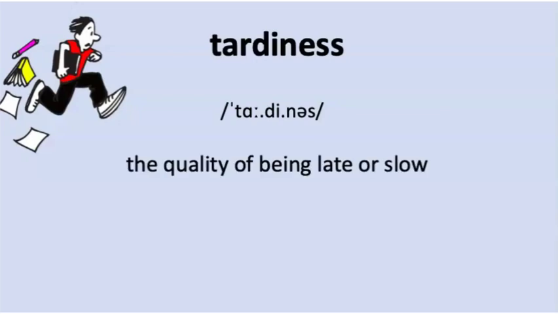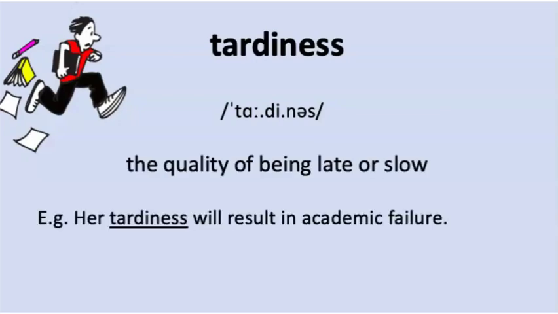First of all, we will read a paragraph about morning tardiness. Tardiness means arriving late. For example, her tardiness will result in academic failure, which means her coming late to school will result in academic failure. It is a noun.